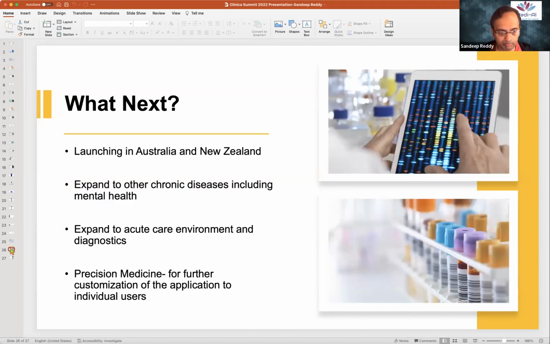And we are in the process of imminently launching this application here in Australia and in New Zealand. But we also have plans to expand the application to other chronic conditions, including mental health. The reason is that the underlying behavioral modification that can happen through this application can also benefit other chronic conditions. But we also want to make sure that this application is customized to those health conditions. So it may be in the next month or a couple of months later. We also want to personalize the app further beyond what we have already done. So that's also in the plan.